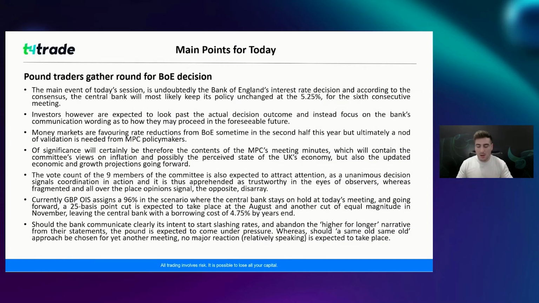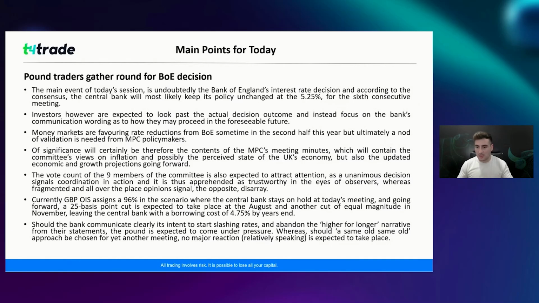Okay, so currently, pound OIS probabilities assign a 96% in the scenario where the central bank stays on hold in today's meeting, and going forward, a 25 basis point cut is expected to take place at the earliest at the August meeting, and another cut of equal magnitude, so 25 basis points, is also currently being priced in for the November meeting. So overall, in total, 2 cuts are expected from the Bank of England for the remainder of the year, which is going to leave the bank's borrowing cost rate, if you would like, at 4.75% near year's end.